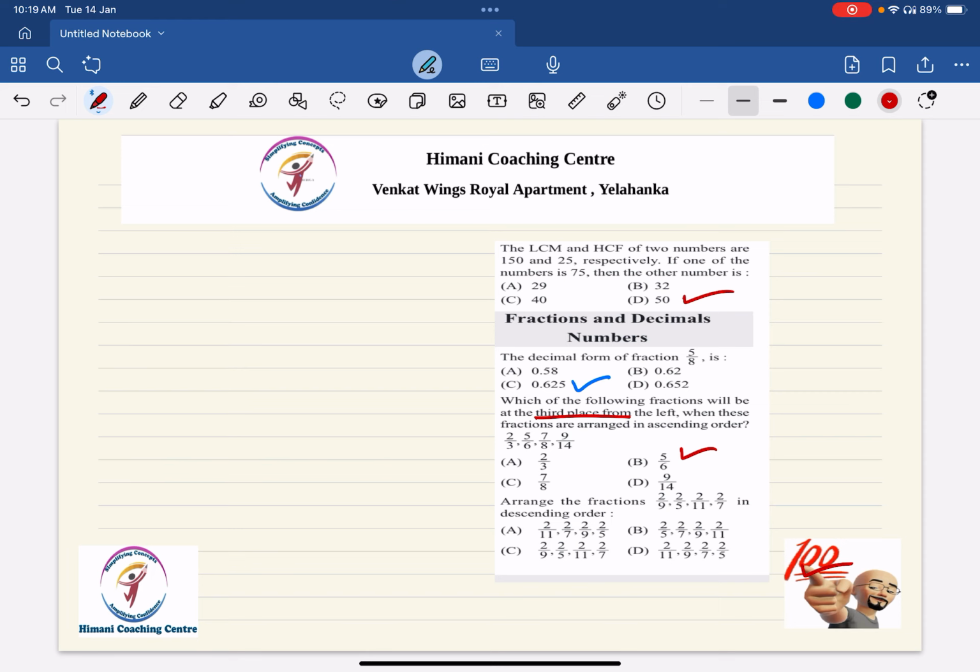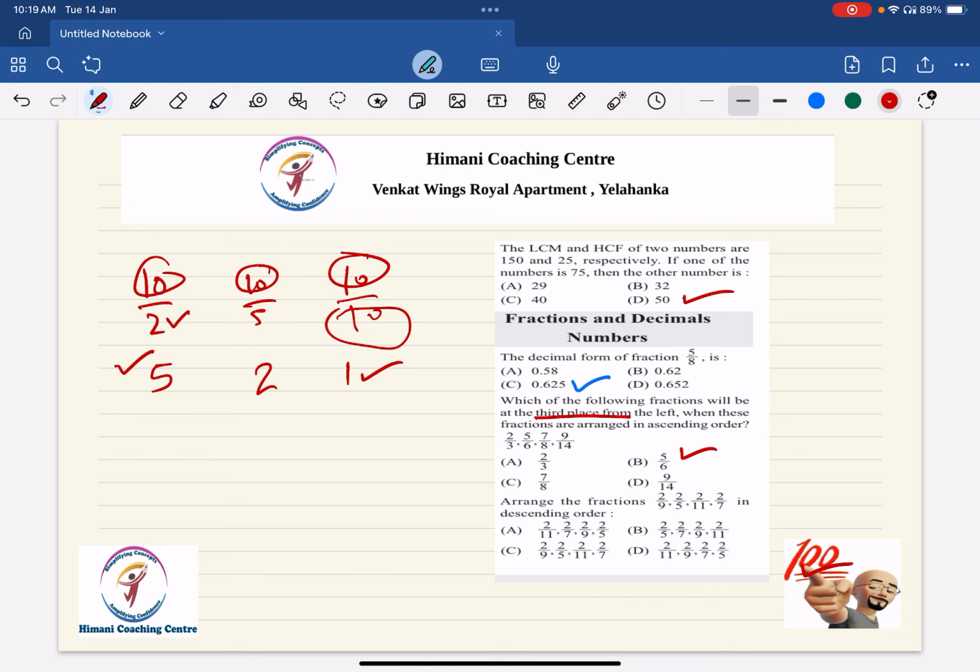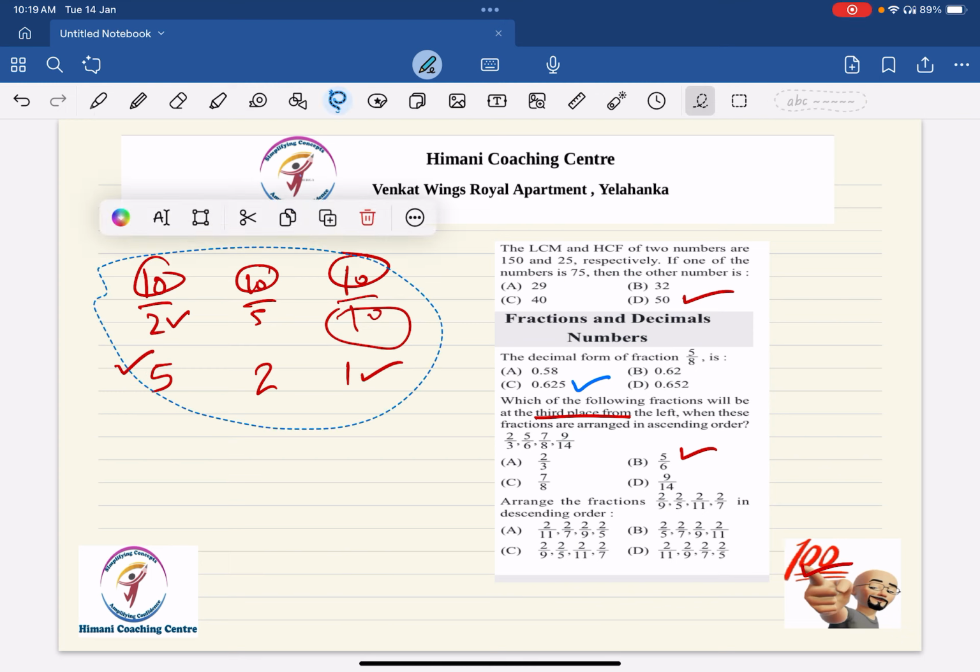So let us understand. If I give you 10 by 2, 10 by 5, and 10 by 10, what will you get? 10 by 2 is 5, 10 by 5 is 2, and 10 by 10 is 1. So what are we seeing? That if the numerator is the same, the lesser the denominator, the bigger the fraction. The greater the denominator, the lesser the fraction. Okay, we are going to utilize the same and get the answer.